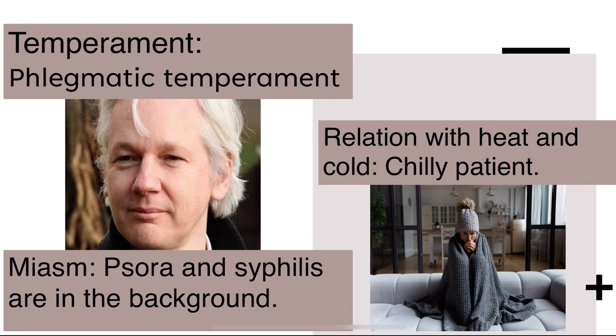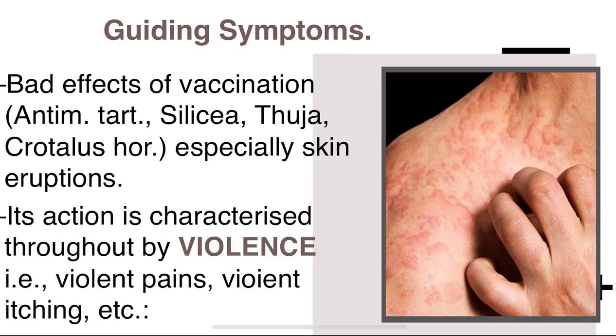Now let us move further to the guiding symptoms of Mezereum, or the keynote points which will guide us to the selection of Mezereum. Bad effects of vaccination. So the first symptom which is guiding towards Mezereum is that it is indicated in the bad effects of vaccination. The other remedies we can think of are Antimonium tartaricum, Silicea, Thuja, Crotalus horridus. We also have a nosode called Malandrinum, which is very good in bad effects of vaccination. It is a nosode prepared from the grease of the horses.